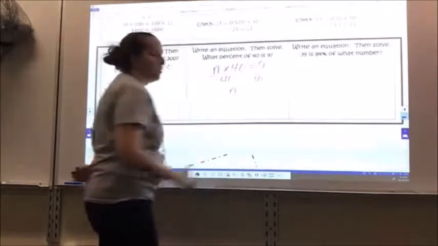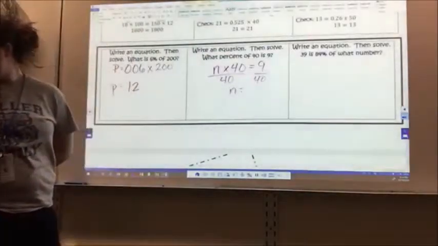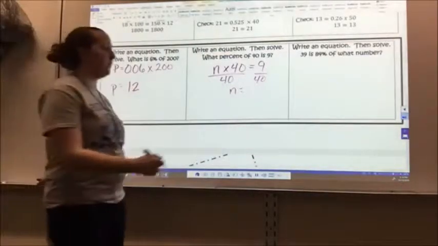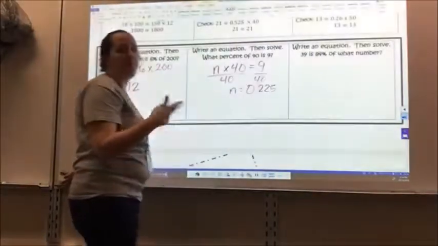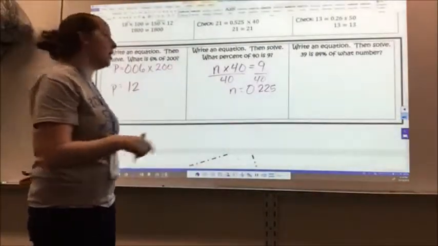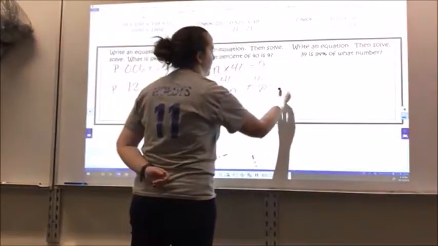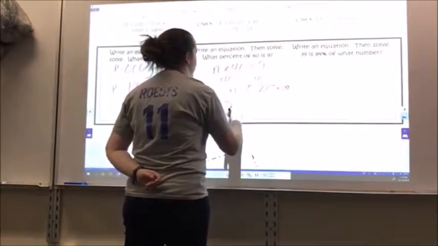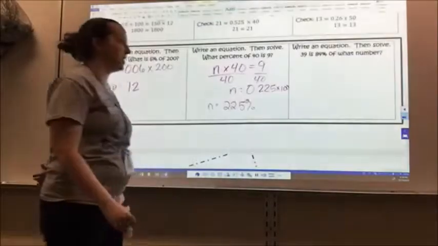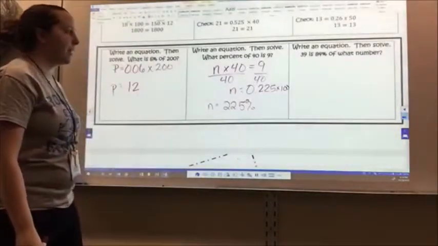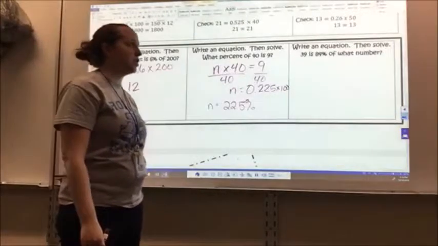So n equals 0.225. But remember, I'm looking for a percent, so I need to multiply by 100. Multiply this by 100, which gives me 22.5%. So n equals 22.5%.